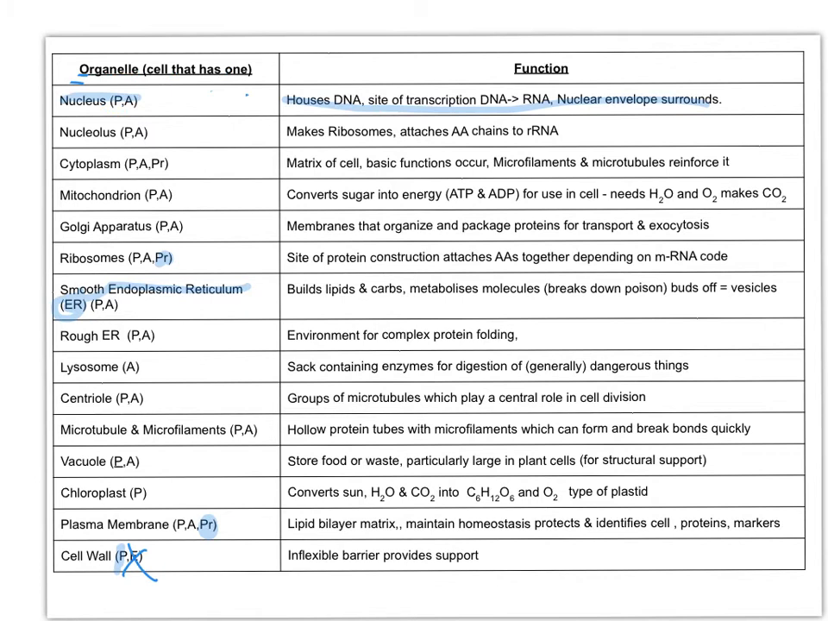One of the things I wanted to mention is that I'm going to use red here and put a little red mark next to all of the things that have a phospholipid bilayer. So: nucleus, mitochondria, Golgi apparatus, smooth and rough ER, lysosomes, vacuole, chloroplast, and the plasma membrane.